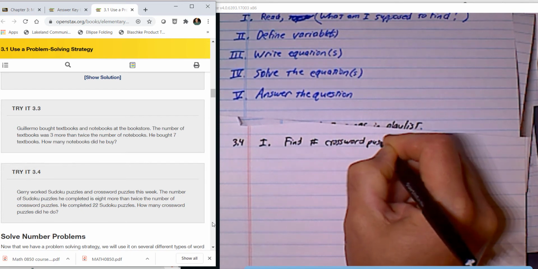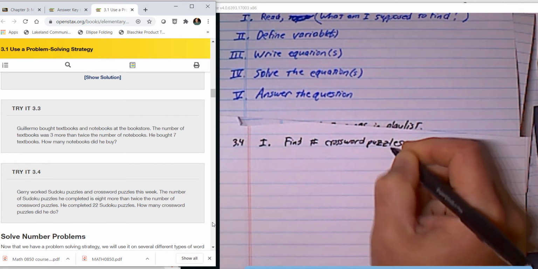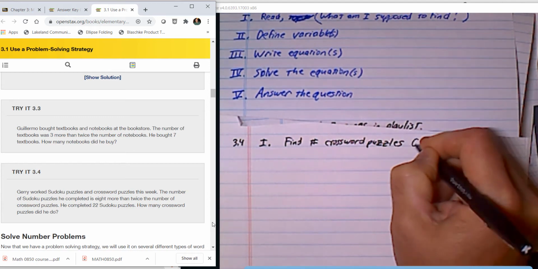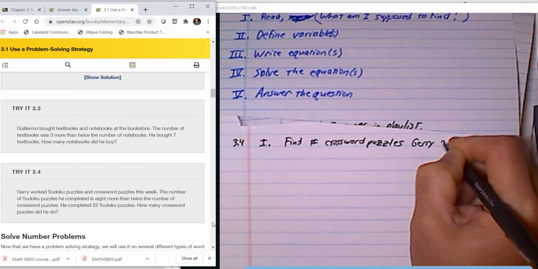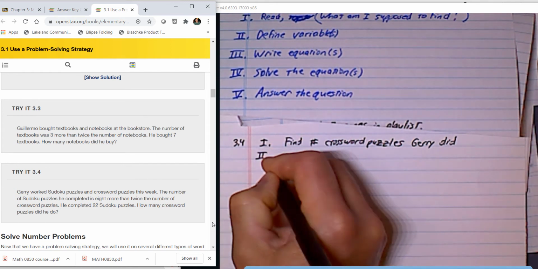I guess when it says he, maybe I should go back and see who is he. Oh yeah, this Jerry. Jerry did. Okay, step 2. So it looks like Jerry did Sudoku puzzles and crossword puzzles.